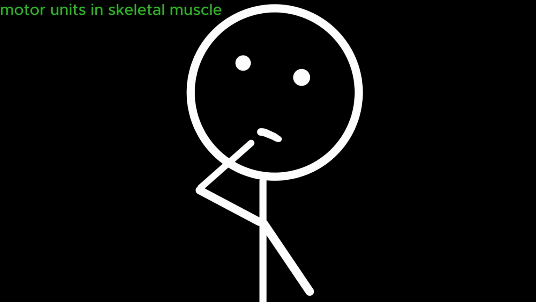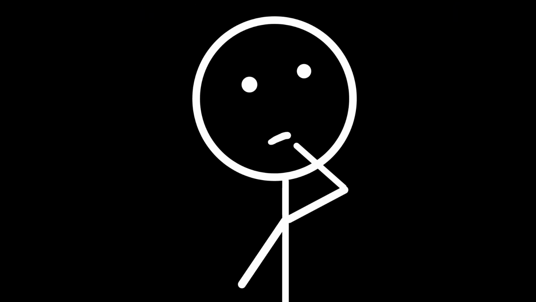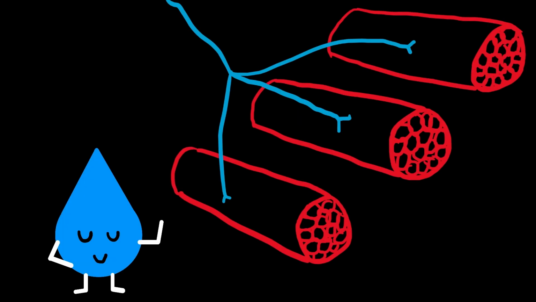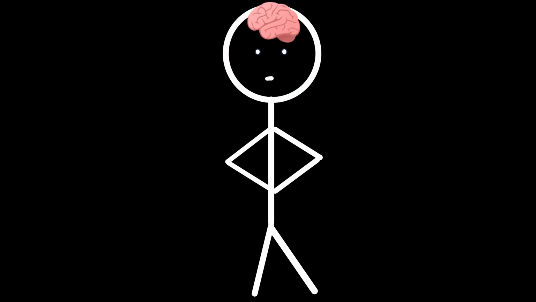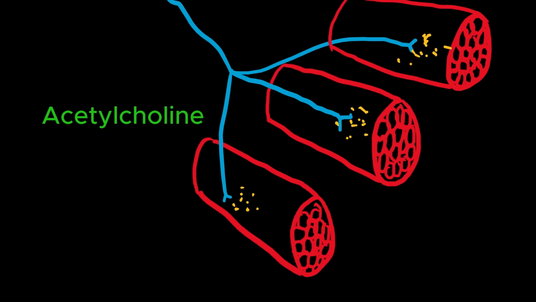Phew. When does all of this happen, though? How do sarcomeres know they need to shorten? You control it. The muscle fibers are connected to motor neurons, which are connected to your brain. When your brain sends a signal, the neuron will release a chemical called acetylcholine. This will cause the muscle fibers to contract.